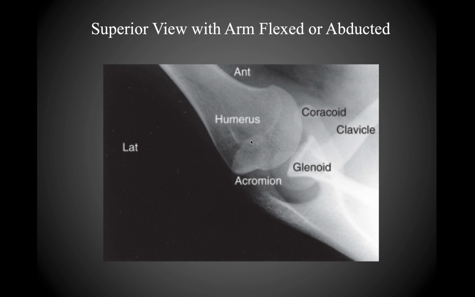Okay, so this is a superior view now of the arm in a flexed and/or abducted position. In this case, the patient has flexed their arm, so they put their arm out in front of them, and now we're looking down on the glenohumeral joint. You can see the acromion process coming out here laterally. You can see the glenoid fossa, the coracoid process, and the clavicle coming across right here. And then obviously the humerus here with it. You can see the head of the humerus sitting in the glenoid fossa right there.